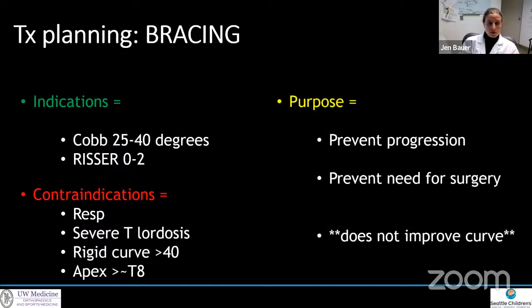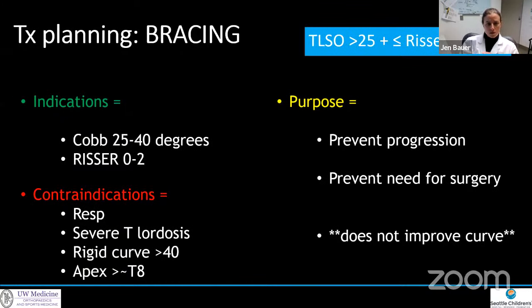And the purpose of the brace is to prevent progression, prevent the need for surgery, but we explain to the family that it standardly does not improve the curve. There are some caveats I'll talk about in a second. So in general, basic teaching, TLSO, if the curve is over 25 degrees and the RIS is 2 or below. So thoracolumbar, sacral orthosis, TLSO brace.